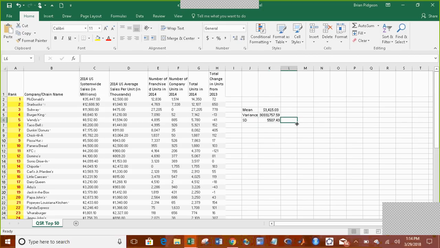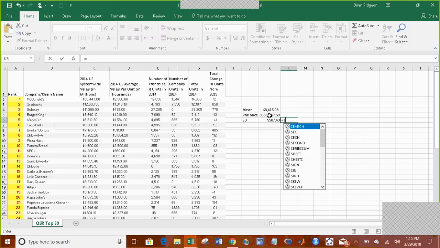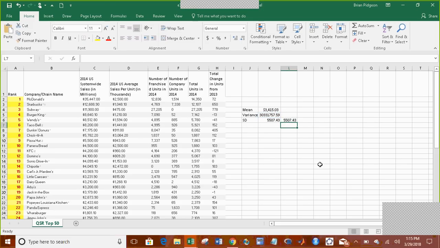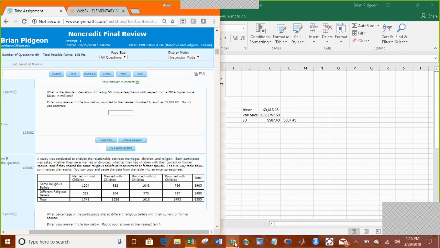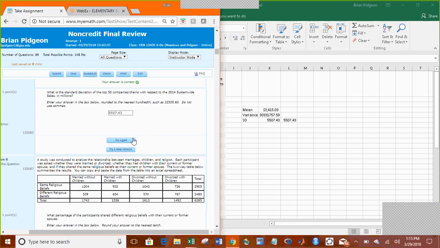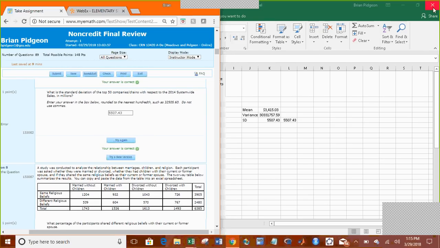Another way to do it, though, if you recognize the relationship between the variance and the standard deviation, is you take the variance and you take the square root. So we can do the square root of the variance, which we calculated before. And you'll notice you get the exact same thing. So there are 2 ways to do it. It's up to you. 5507.43. Alright, moving on.